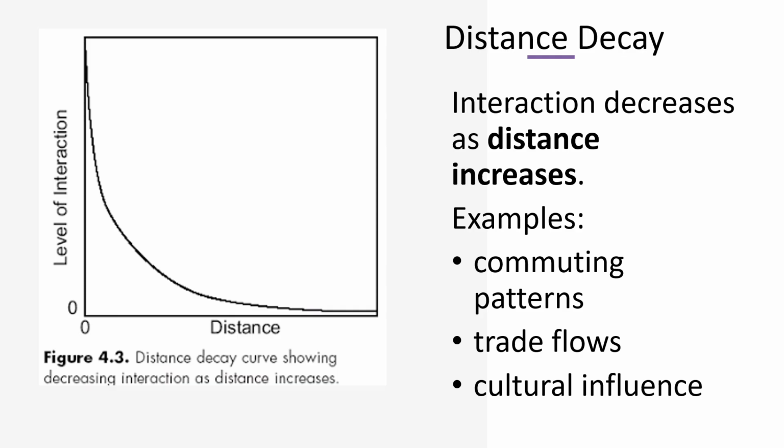Now, distance decay focuses on how much the two things, the two places, are involved with each other. Now, on the graph, I'm showing you that interaction decreases as distance increases. You can see at the 0, 0 point, interaction is a lot. And as you move out and go farther away, the interaction drops.